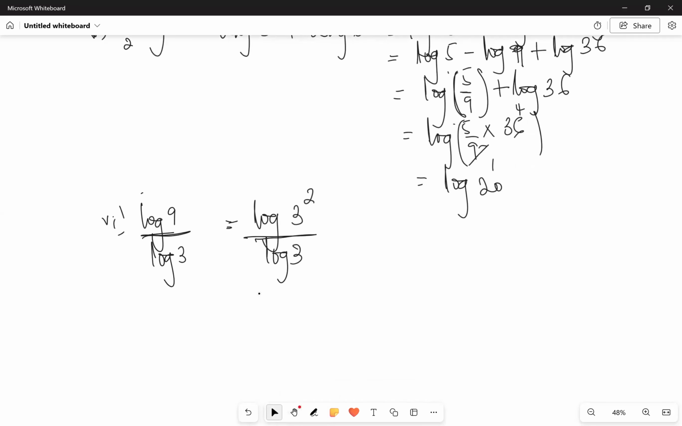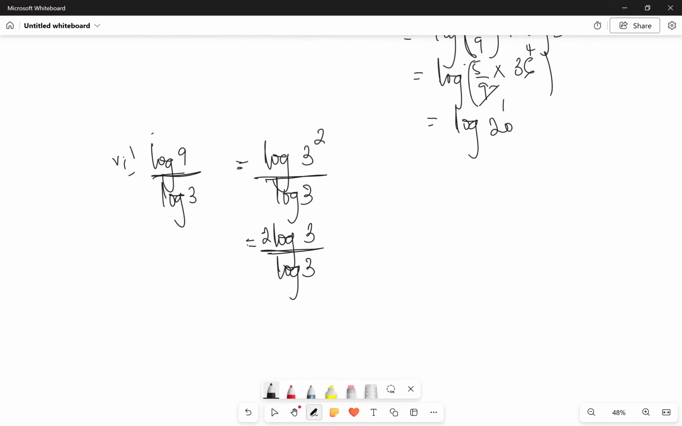So you would have log, sorry, you bring the 2 behind, you have 2 log 3 on log 3, which will be equal to, this one cancels that. You see, when it happens like this, now log 3 cancels log 3, and you have what, 2. We did this in our previous class, so it shouldn't be a problem at all. Let's move on.